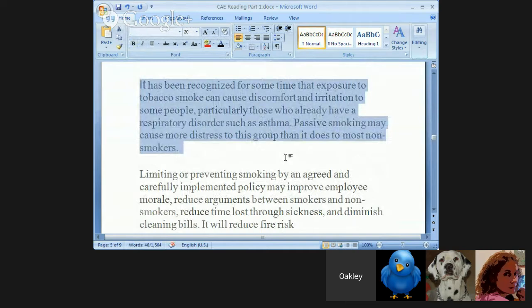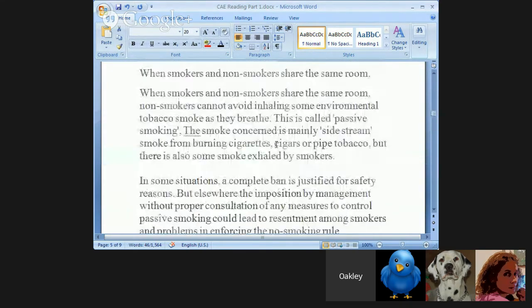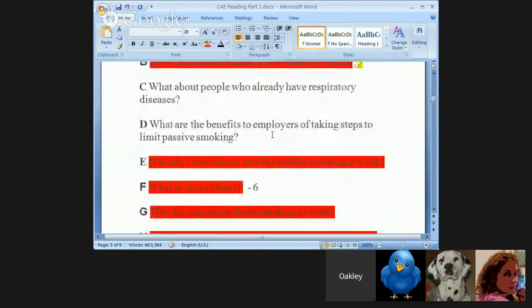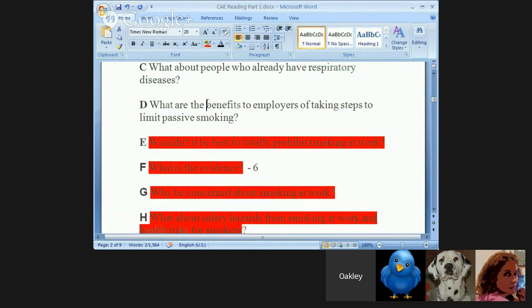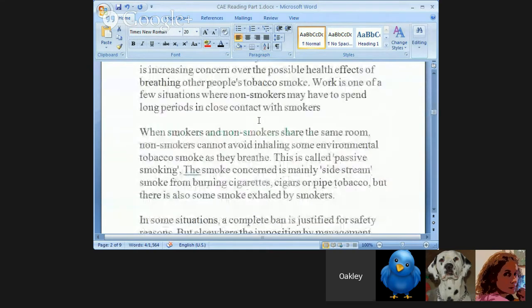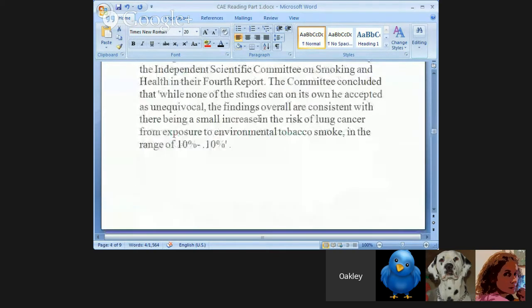Now, here's another thing. Regardless of your technique, go through all the paragraphs first and then look at the answers, going back and forth, whatever you're doing. When you get down to the last couple answers, last couple paragraphs, definitely it's a good idea to check out the answers. Okay, respiratory diseases and benefits to employees. Okay, it might be easier to quickly recognize the point.